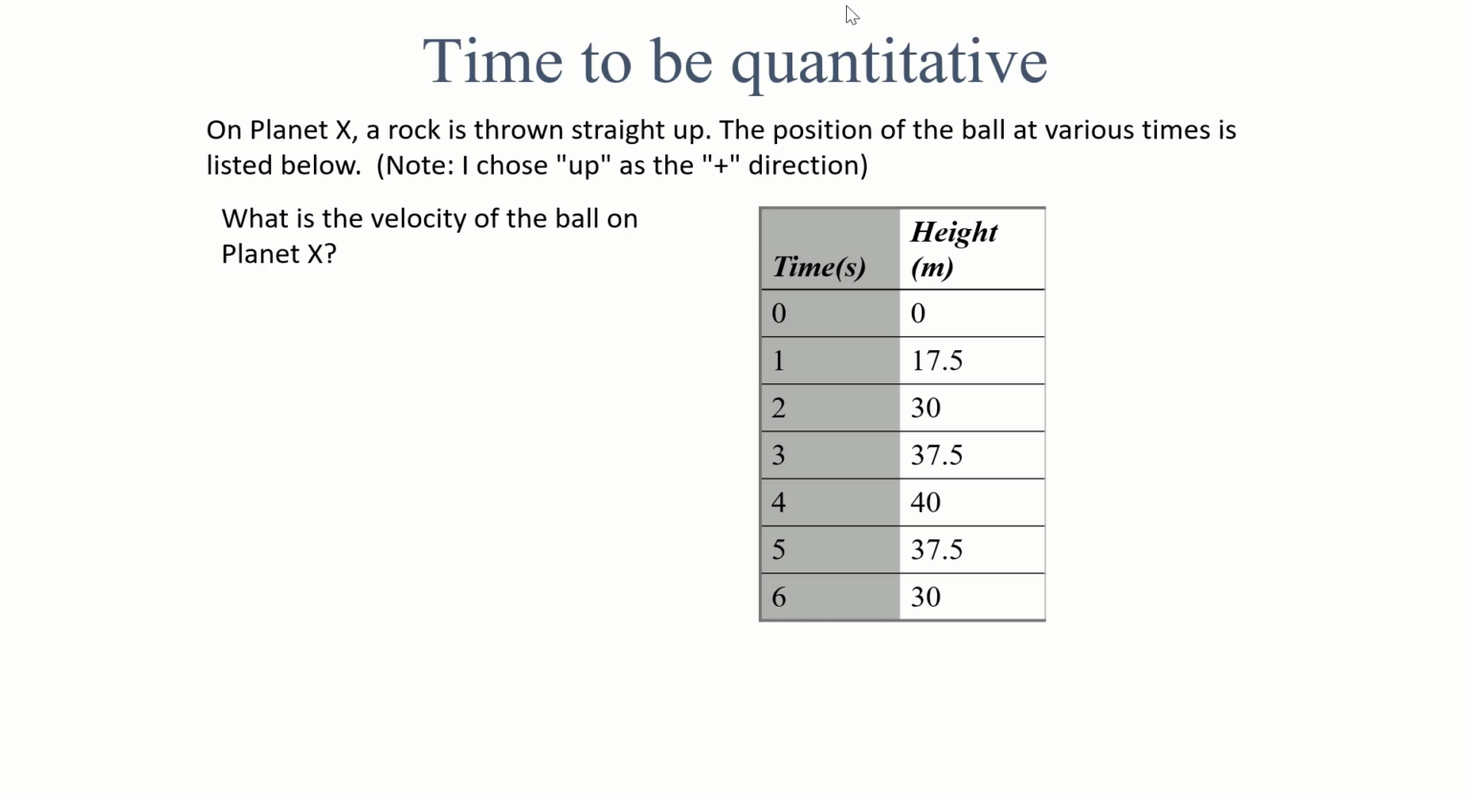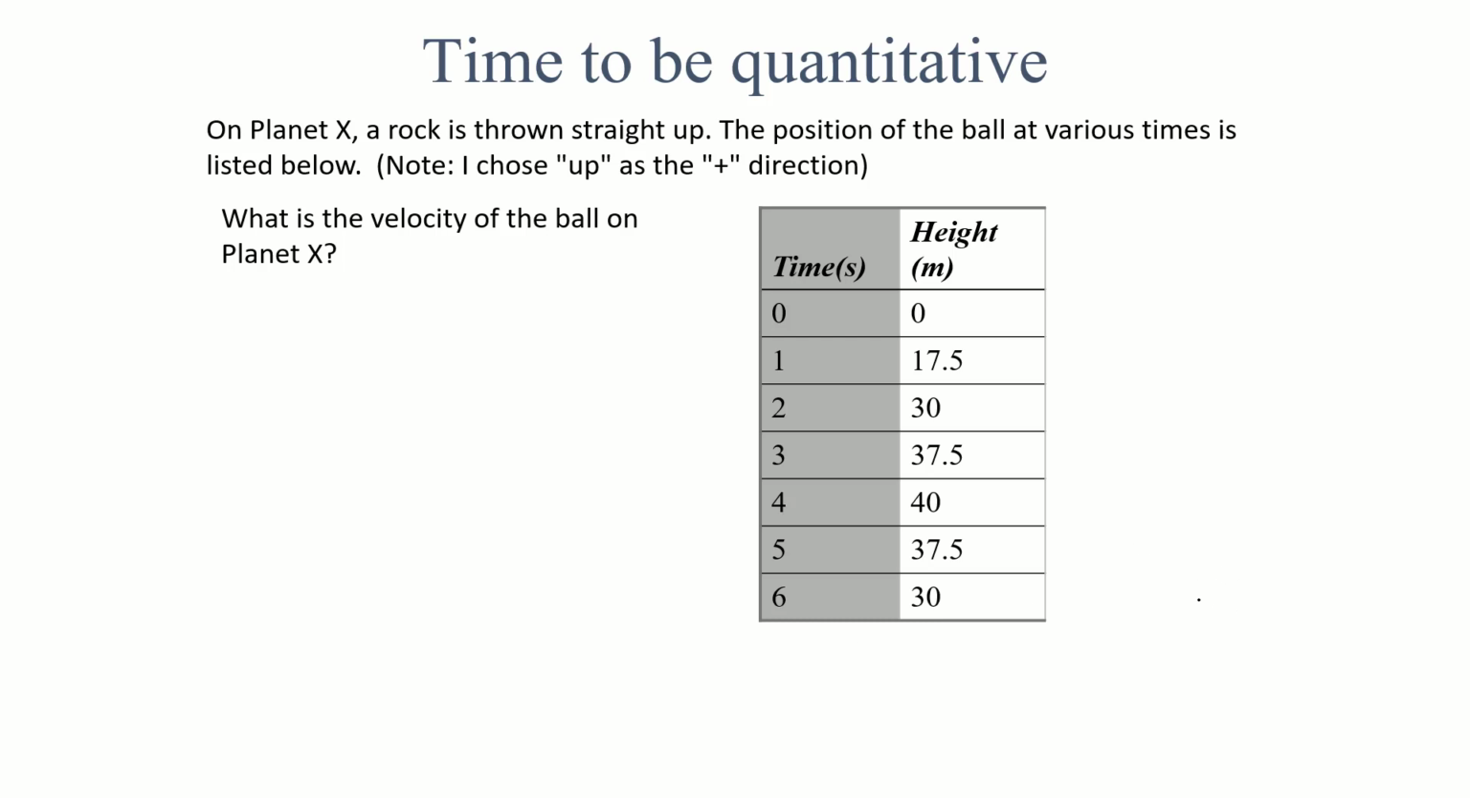Today, we're going to walk through an example of how we can put all this together and introduce a new representation of motion as well. And we're going to work through essentially this example. So the example is you're on some unknown planet, planet X, and you throw a rock straight up and you measure the position of that rock at various times, and they're listed below. This is what you've measured.